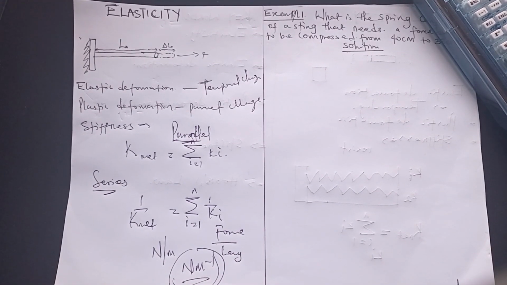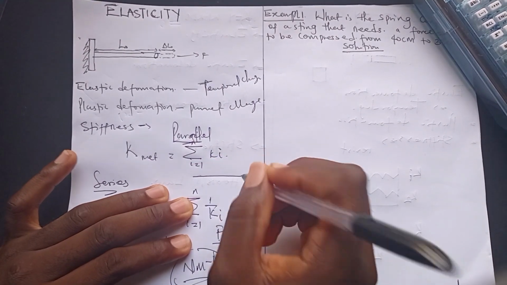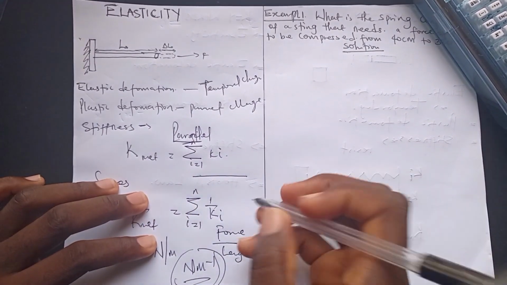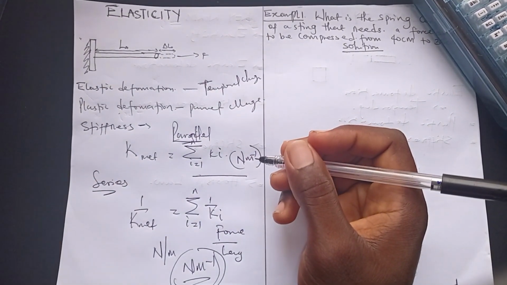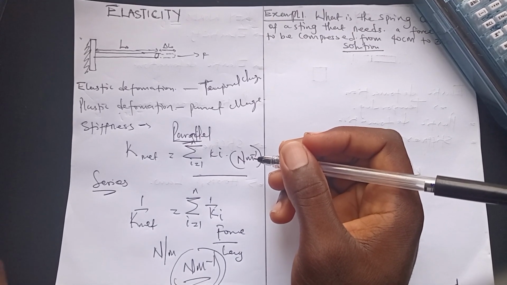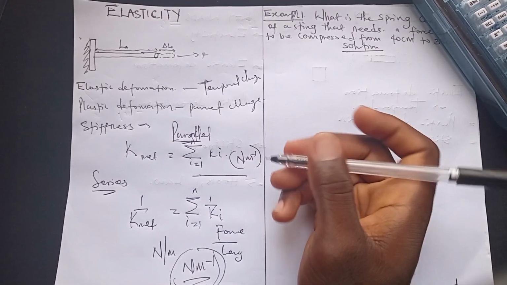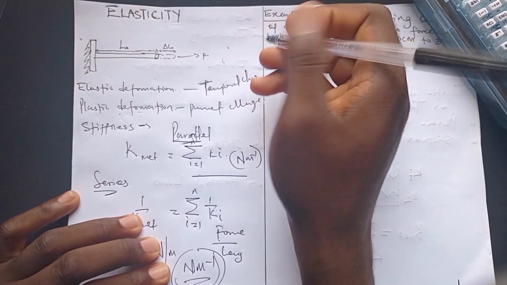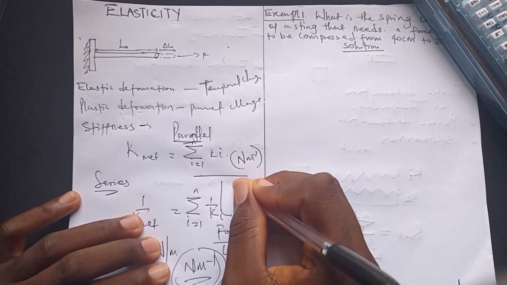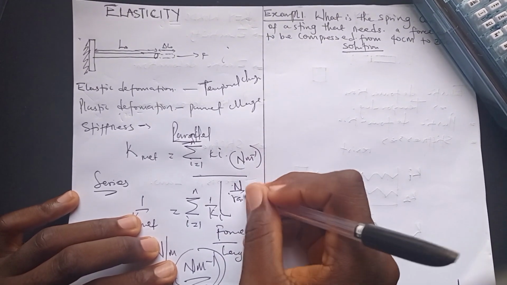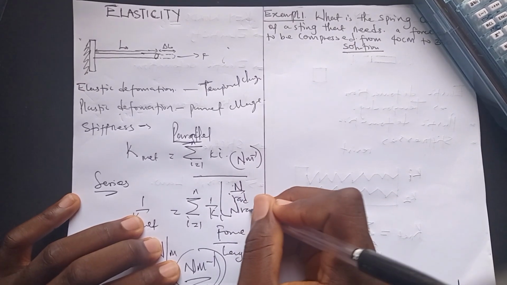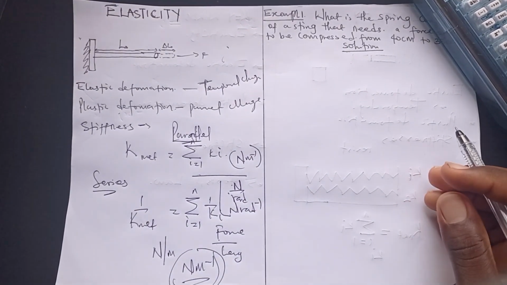Now the Newton per meter applies when a linear deformation occurs. But when a rotational deformation occurs, we have Newton per unit radian, which is Newton per unit rad.